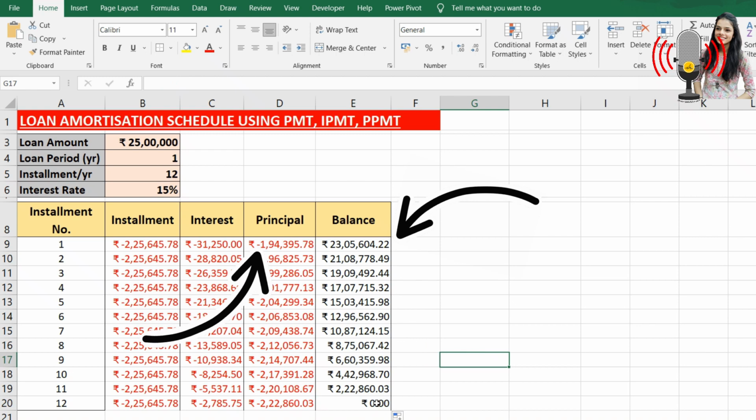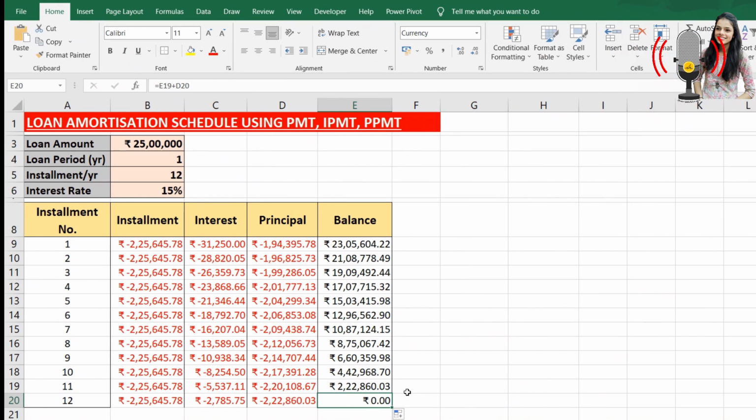At the end of the period, your balance should be 0. Now you have your loan schedule prepared. These 3 functions are really powerful tools of Excel.